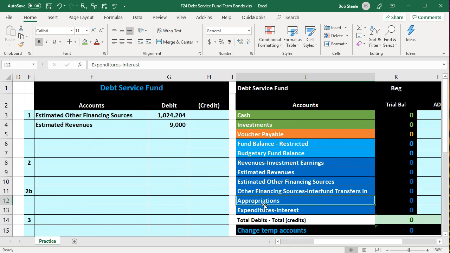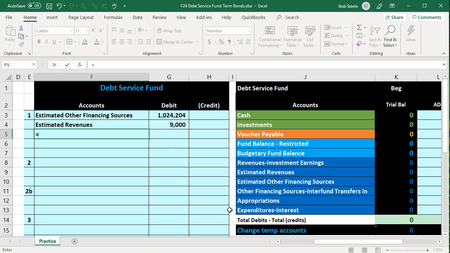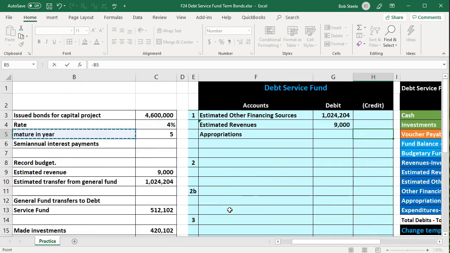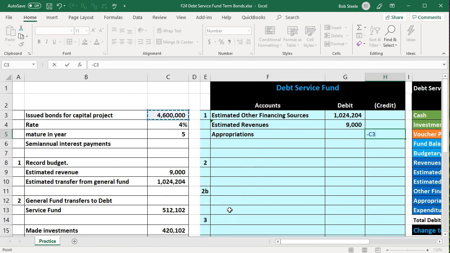Then we're going to have the other side, which is going to be similar to the expenditures, the estimated expenditures, which we're going to call appropriations. Expenditures have a debit balance. Therefore, the appropriations will have the opposite, a credit balance. So we'll pick up the appropriations and we're going to estimate that amount with a quick calculation here. I'm going to say it's going to be a credit, so negative, pick up the face amount times the 4%. And then I'm going to divide that by 2, since we're going to have one payment. So that's going to be the $92,000. That's our estimated appropriations or expenditures.